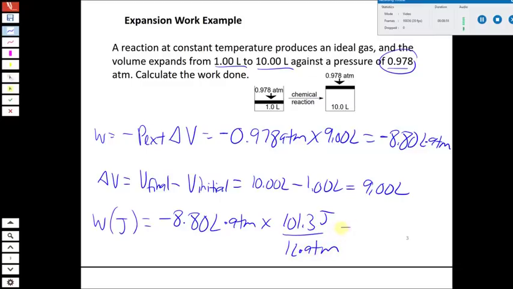So it's just a simple conversion. We get minus 891 joules. So that means the gas does 891 joules of work when it expands from 1 liter to 10 liters against a pressure of 0.978 atmospheres. So that's about as complicated as it gets for this topic.